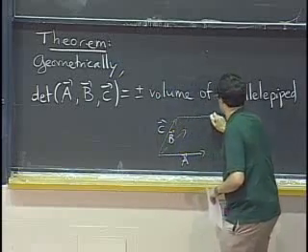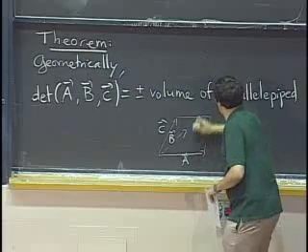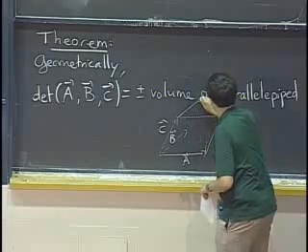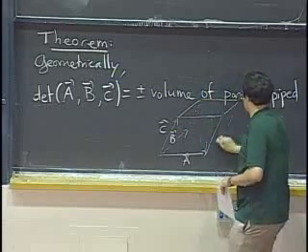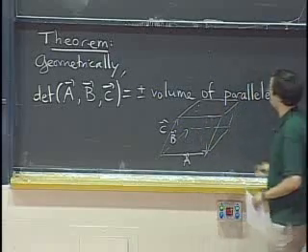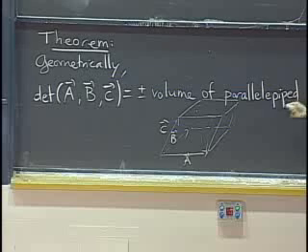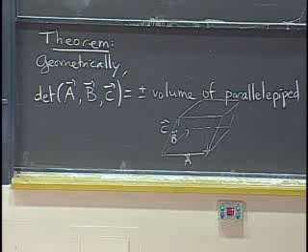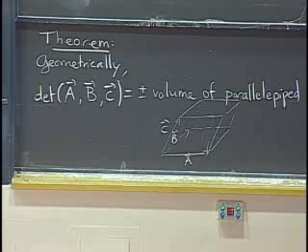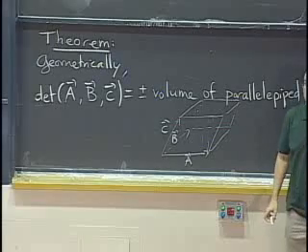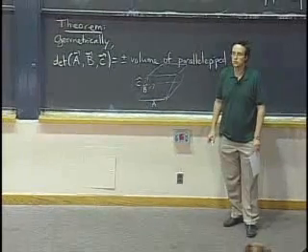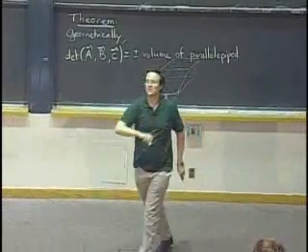Okay, so you take your three vectors A, B, and C, and you form a box whose sides are all parallelograms. And then its volume is going to be the determinant. Okay. Other questions? Oh, at the back.